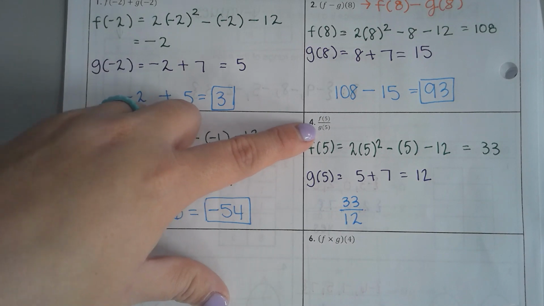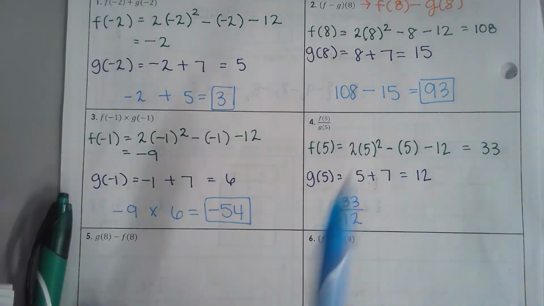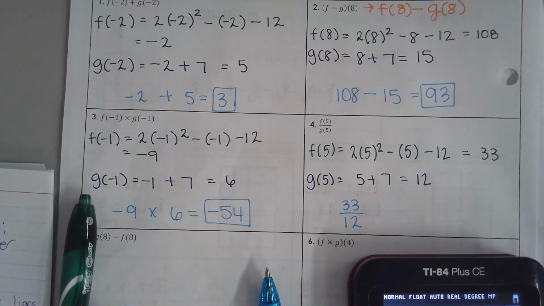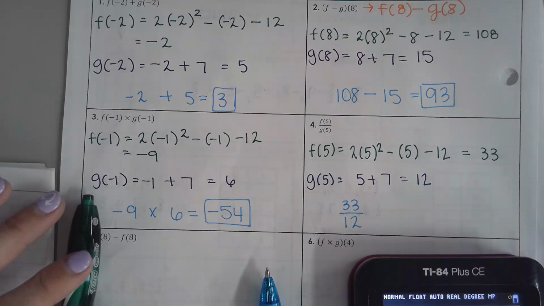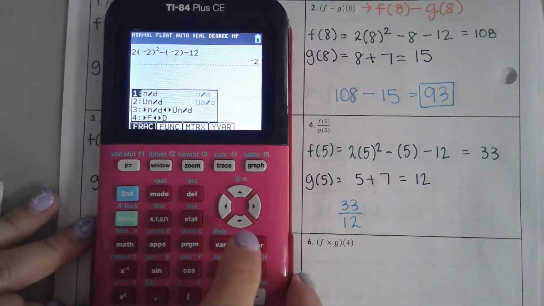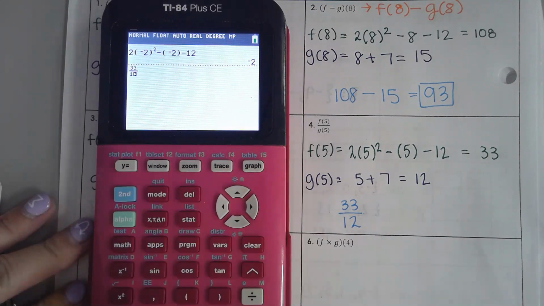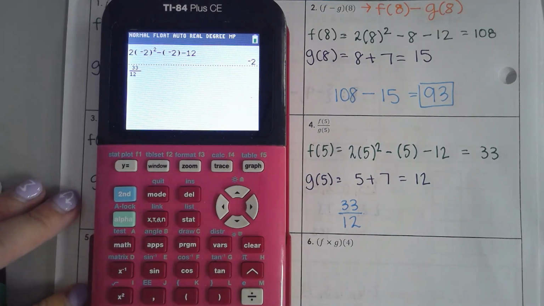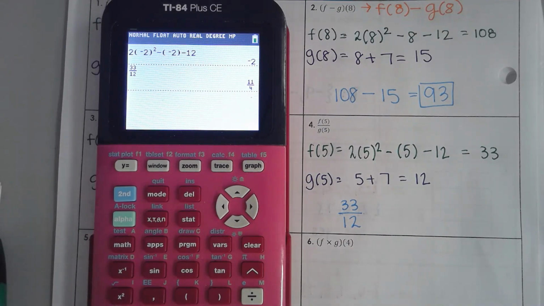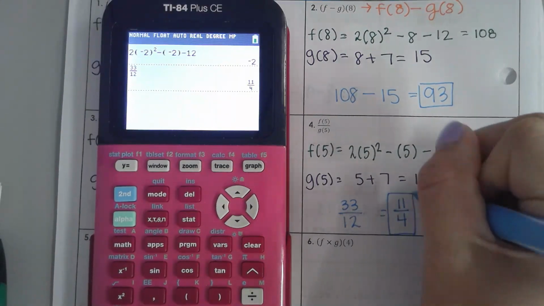Because that's how the problem wrote it out. They wrote it as a fraction. So I would do 33 over 12. In your calculator, if you go to alpha y equals, and hit enter, you can type in 33 over 12 to see if it simplifies any. And it does. It's 11 over 4.